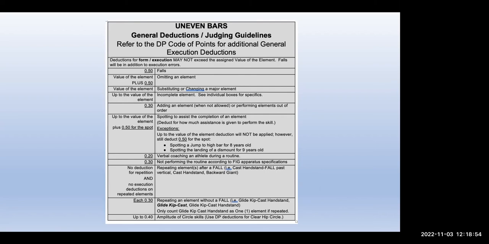Amplitude of circle skills. So this is something that's different between the 8-year-olds and the 9-10-year-olds. We have up to 3 for handstands for everyone, but circles, we have up to 3/10 for the 8-year-olds because they only do a circle to 45 degrees. They don't have to go to a handstand. They certainly can, but the 9-10-year-olds, their deduction is up to 4, more like the optional clear hip deductions we have, because we expect them to go to vertical. So we'll see that as we see some examples.